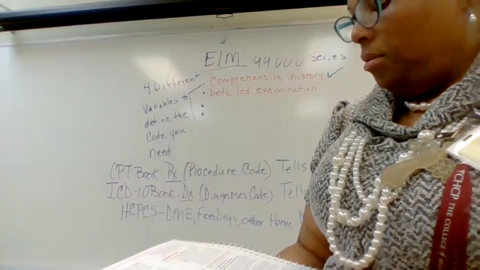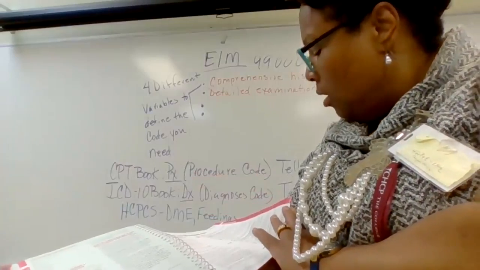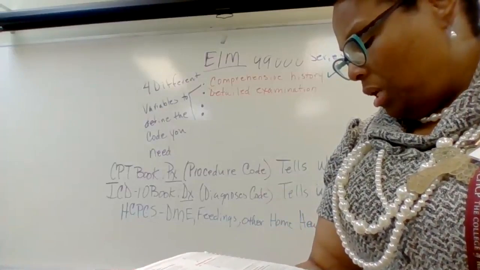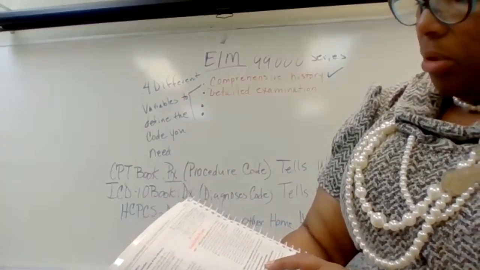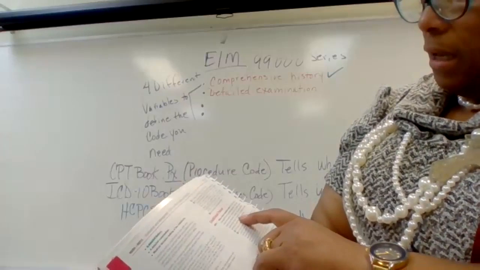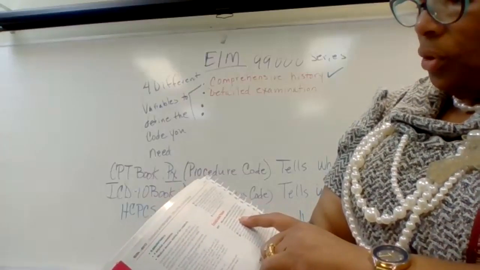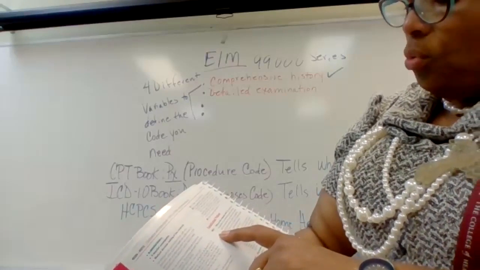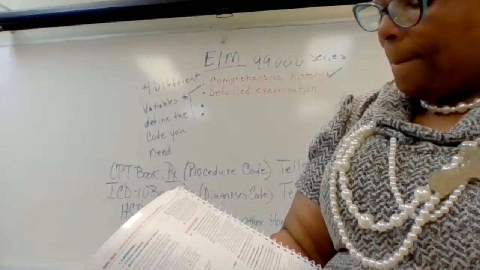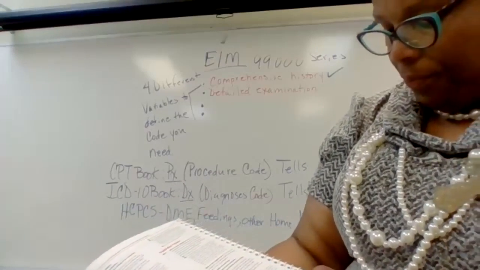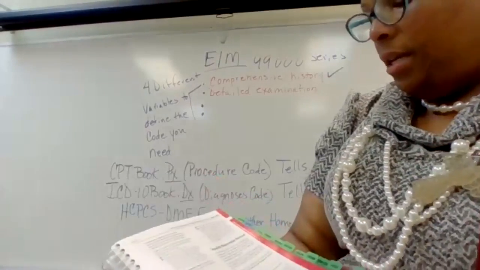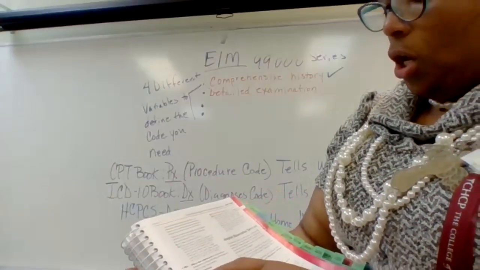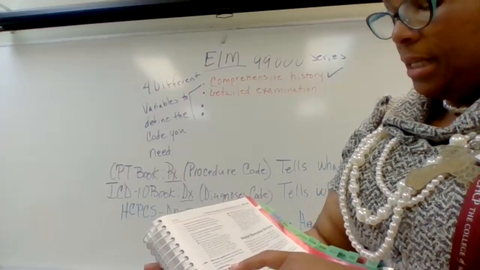Let's look at this. Okay, detailed examination. Problem focus examination. Let's look at this. Evaluation. Usually, okay, we can go 99211. Detail examination. Okay, very good. So 99214 has detail examination.